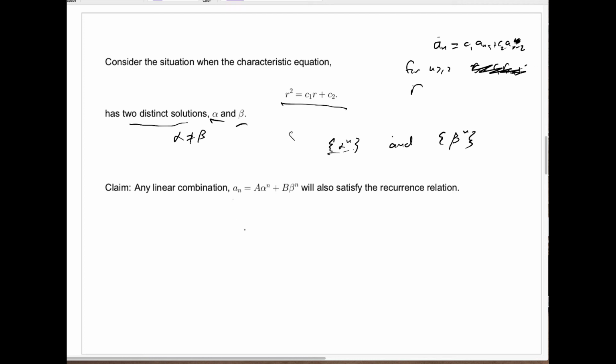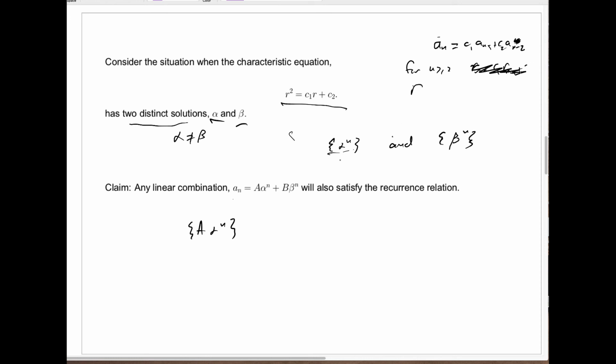And is it obvious that this linearity shows up, that any linear combination of the two sequences will still solve the recurrence relation? Well, let's think about that. What if I, instead of writing this, I just look at a alpha to the n?